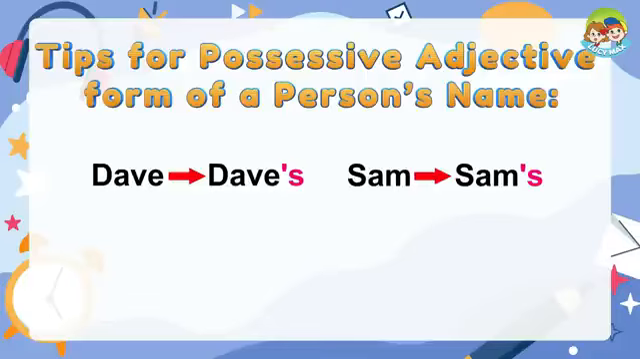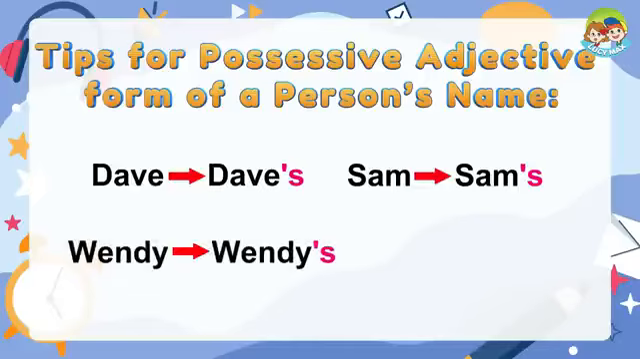Sam becomes Sam's. Sam apostrophe S. Wendy becomes Wendy's. Alex becomes Alex's.